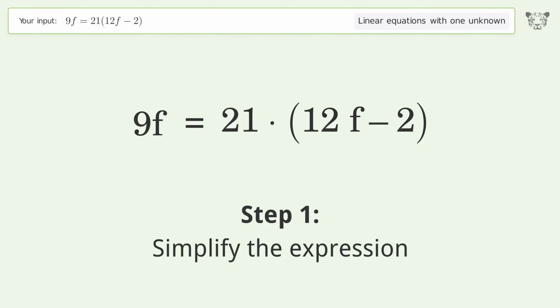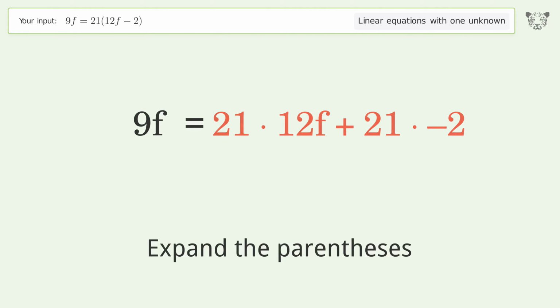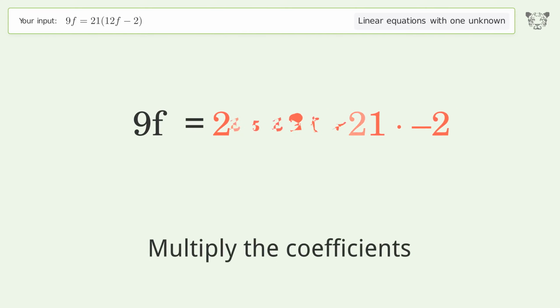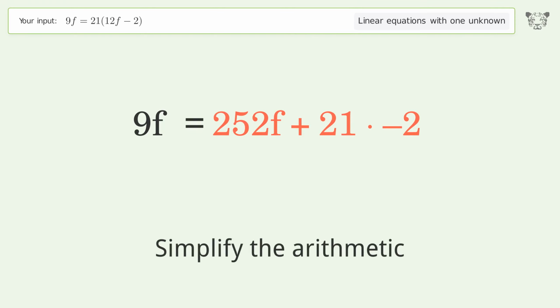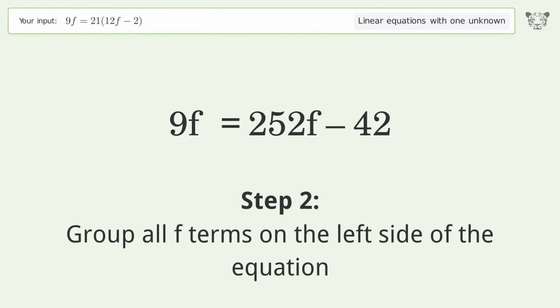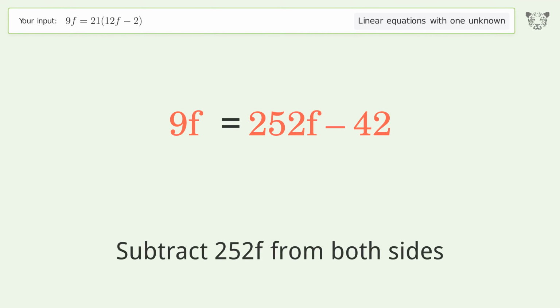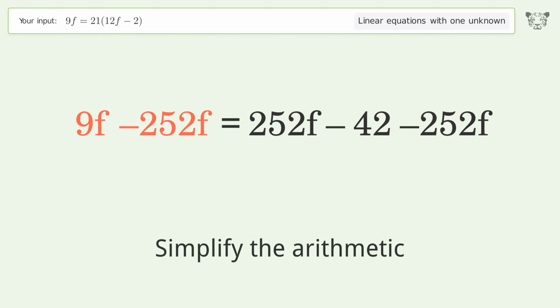Simplify the expression. Expand the parentheses. Multiply the coefficients. Simplify the arithmetic. Group all f terms on the left side of the equation. Subtract 252f from both sides. Simplify the arithmetic.